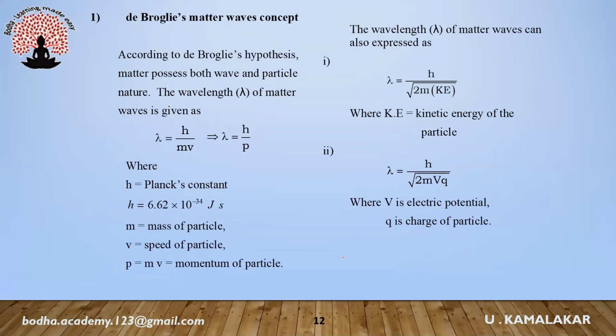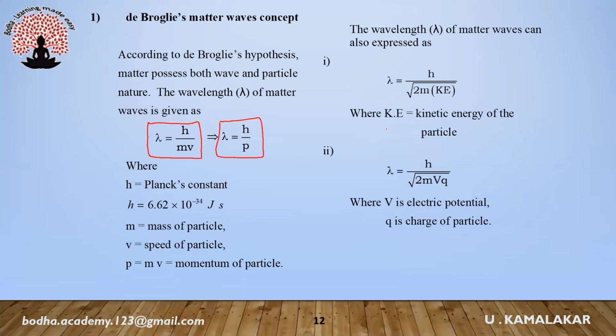Next topic, de Broglie's matter waves concept. According to de Broglie's hypothesis, matter possesses both wave and particle nature. The wavelength of matter waves is given as lambda is equal to h by mv or lambda is equal to h by p, where h is Planck's constant, m is mass of particle, v is speed of particle, and p is mass into velocity, that is momentum of particle.